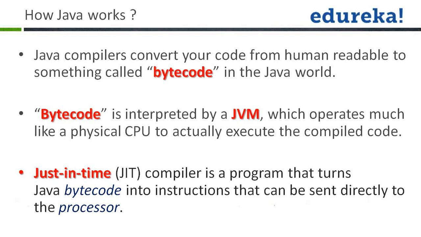That .class file contains the byte code within it. After that, the byte code is sent to some other system locally or through network. There is a JVM present. That JVM will convert that byte code into instructions that could be understood by that particular machine. Now, what is JIT? JIT is a compiler. It is a program that converts Java bytecode into instructions that can be sent directly to the processor.